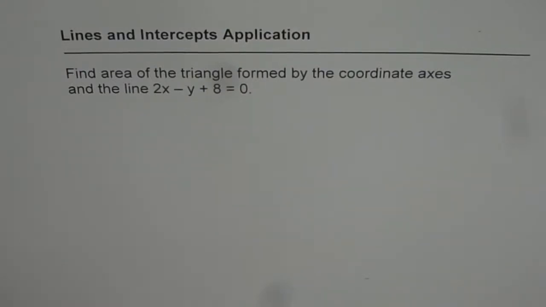Lines and intercepts application. Find the area of the triangle formed by the coordinate axes and the line 2x minus y plus 8 equals 0. Well, you can pause the video, solve the question, and then look into my solution, since we've already done a couple of questions which are very similar to this. Okay, now let's do it.